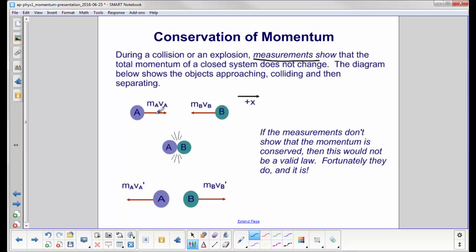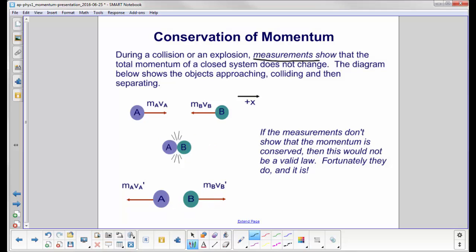The way we're going to show this is we're going to have an object here, object A, object B. We're going to choose to the right to be our positive x, and we'll show the momentum of each object as m sub A v sub A or m sub B v sub B. And by the way, there's nothing magic about these subscripts. As a matter of fact, later on we're going to move to numbers. They collide. That's what this picture shows.